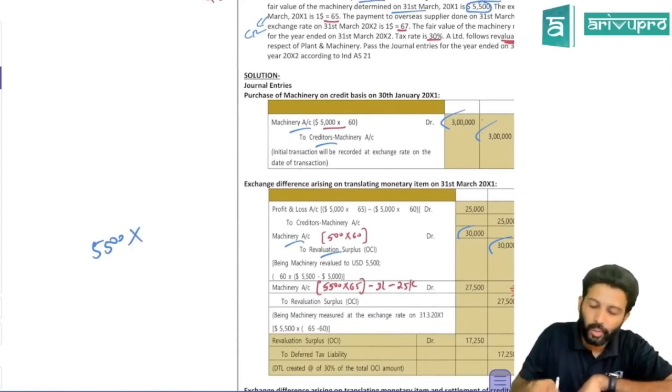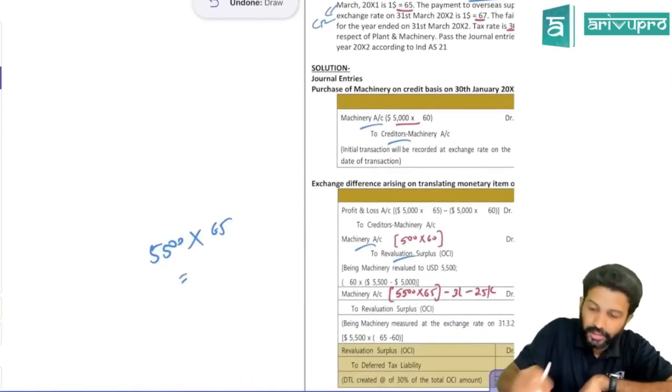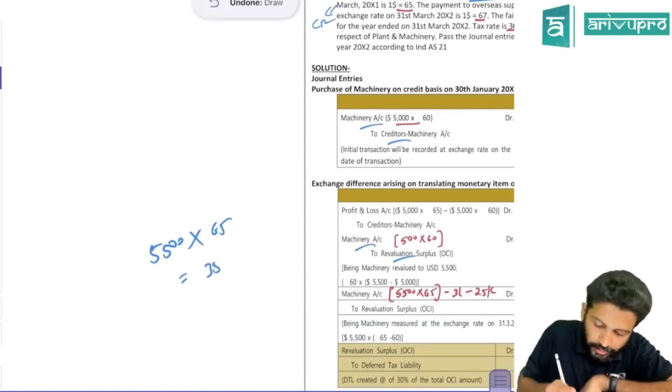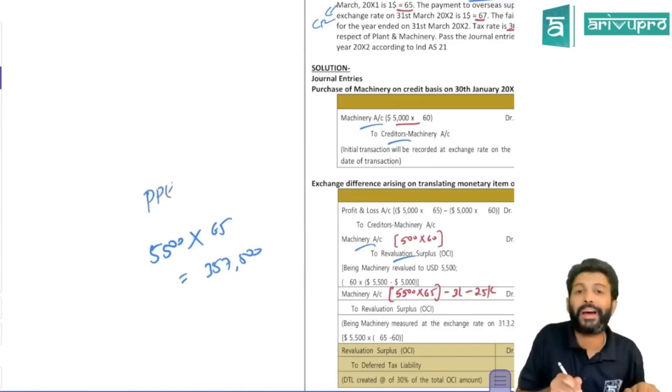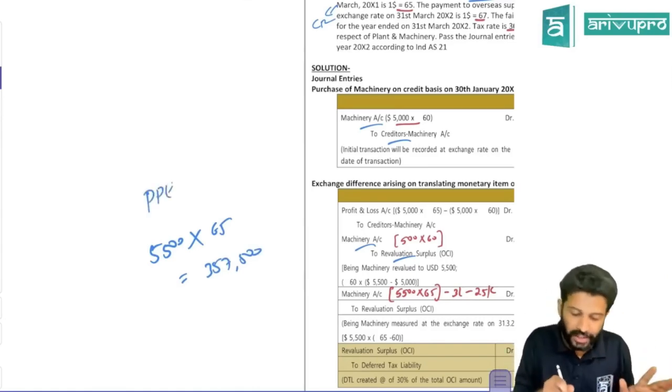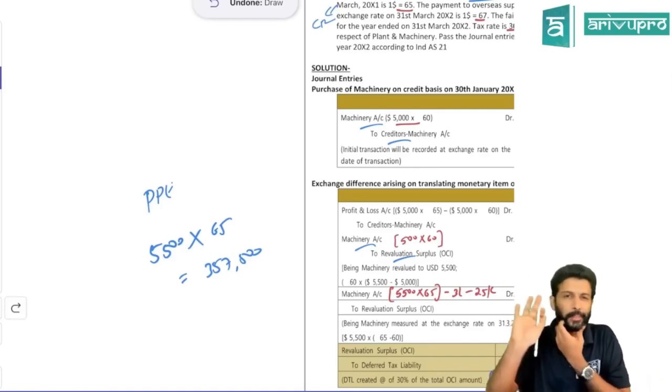At what value? 5,500 is the value of the asset now. And what is the exchange rate? 65. That means this particular asset, 5,500 into 65, has to be shown at 3,57,500. Now this particular PPE has to be shown in the balance sheet using the fair value exchange rate, which is 65. So it will come in your balance sheet at 357,500. I'm ignoring the depreciation part and all that.